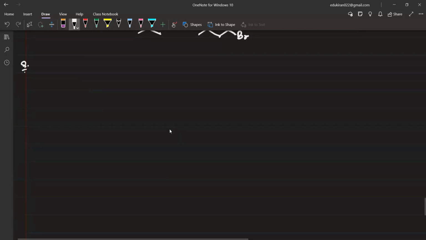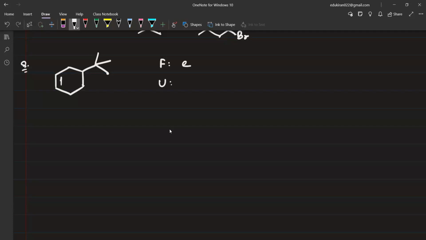For example, let us suppose something like this. A double bond here. Now, what is the functional group? There is no functional group. That is why I will write E. Unsaturation. Here we have a double bond. That is why I will write en. And the parent carbon chain should contain the double bond. So I'll start from this carbon atom and I will move like this.